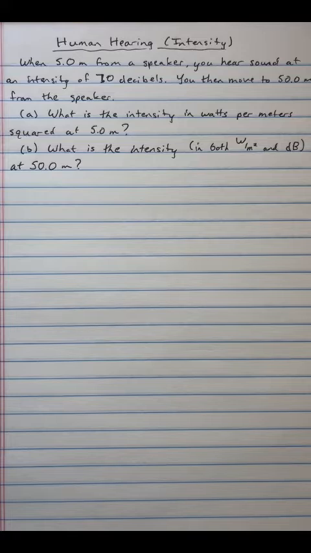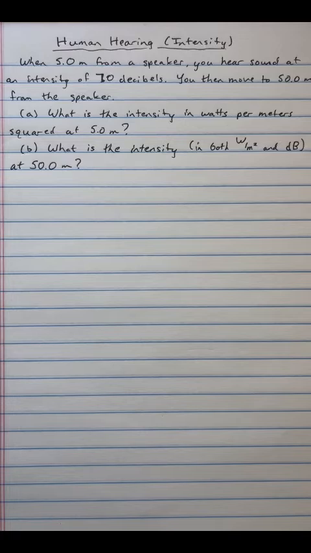So today, let's imagine you are standing or seated 5 meters from a speaker, which is about 16 feet, and you're listening to a sound that is at an intensity of 70 decibels. Again, we're going to discuss what a decibel is coming up. Then you have to, for whatever reason, move to a distance of 50 meters from the speaker. So here are our questions to address today. What's the intensity in units of watts per meter squared, that is, when you were at the 5 meter distance? And then, now that you've moved to 50 meters away, what's the intensity in both watts per square meter and in decibels at this new 50 meter mark?